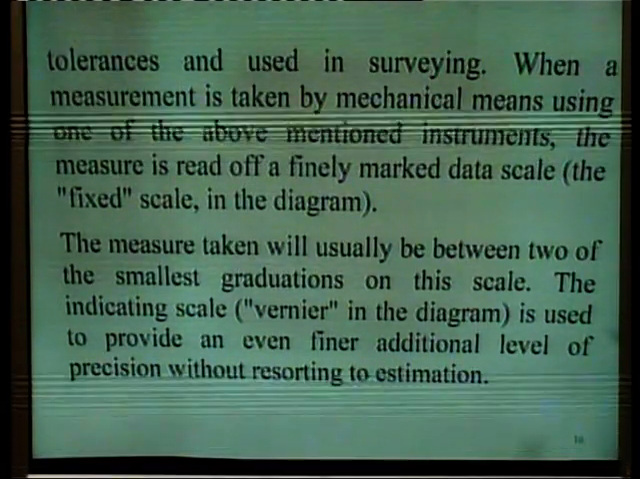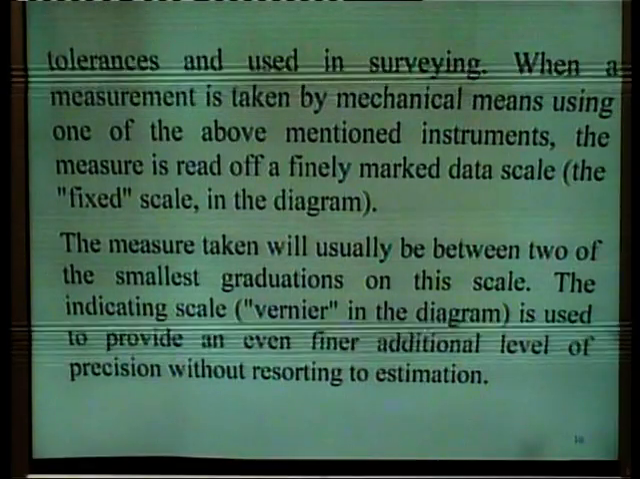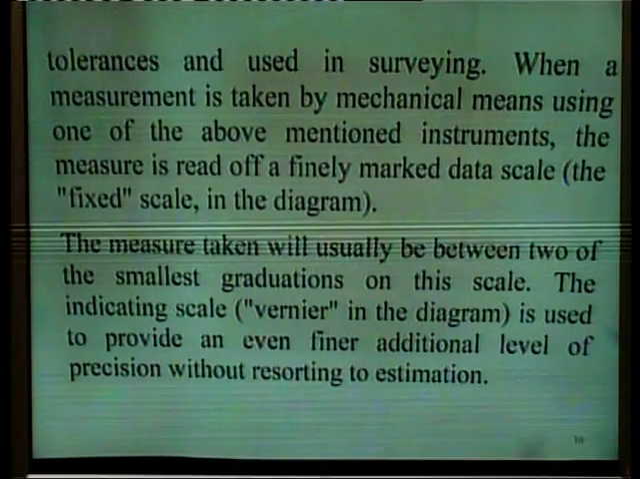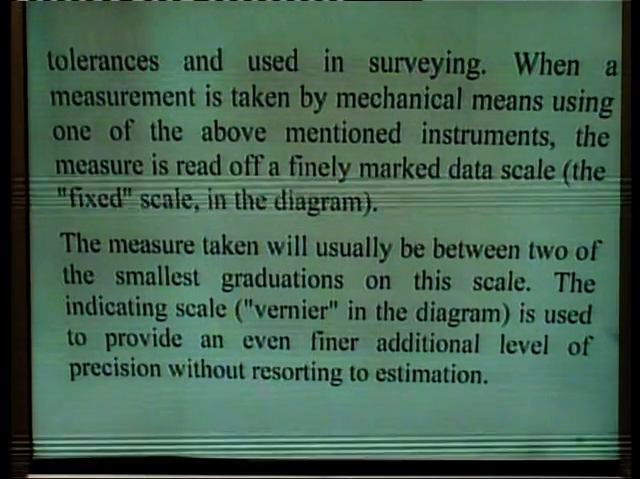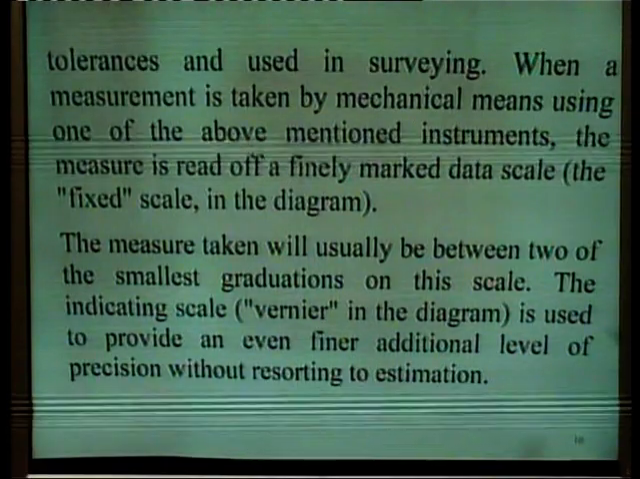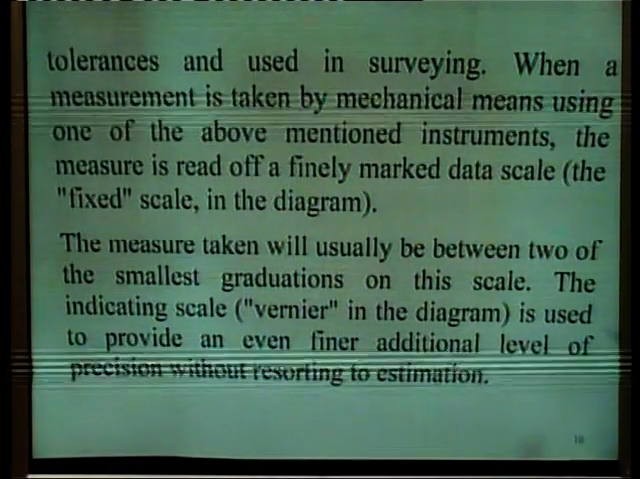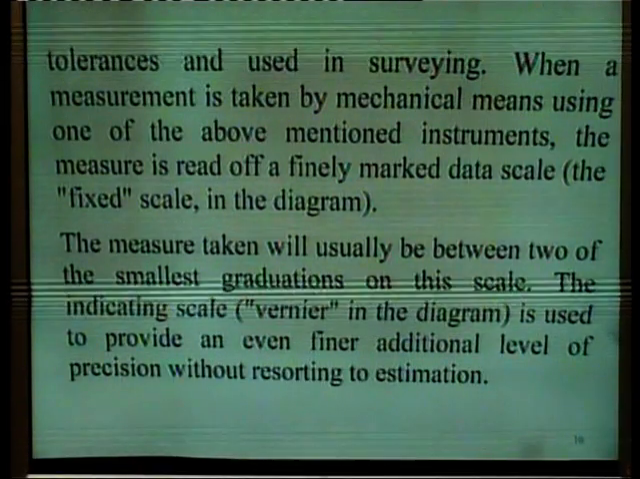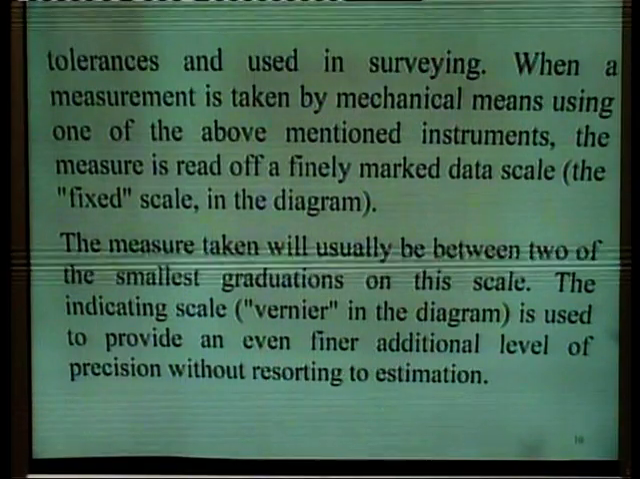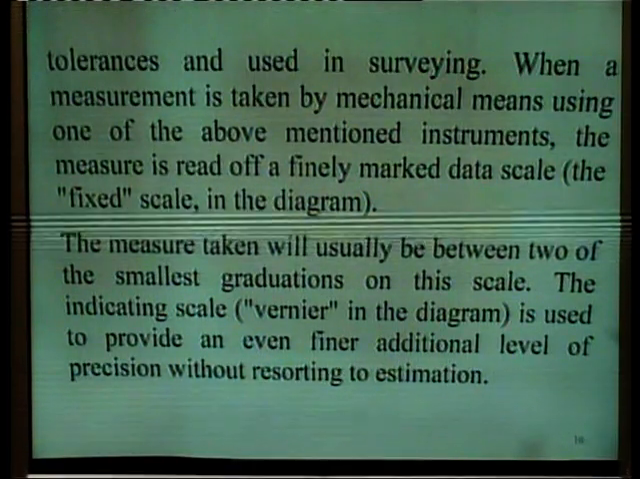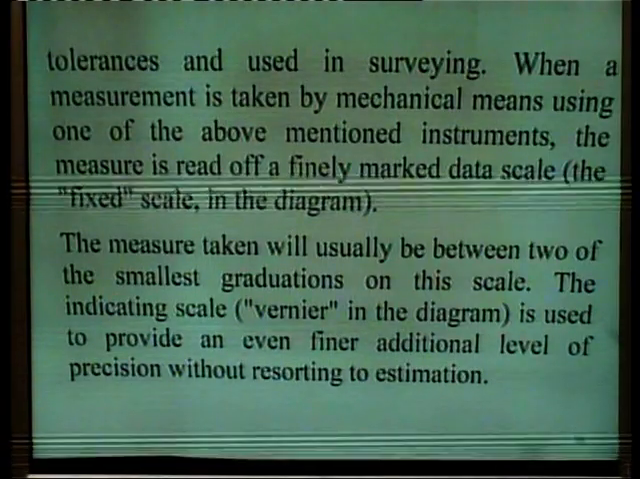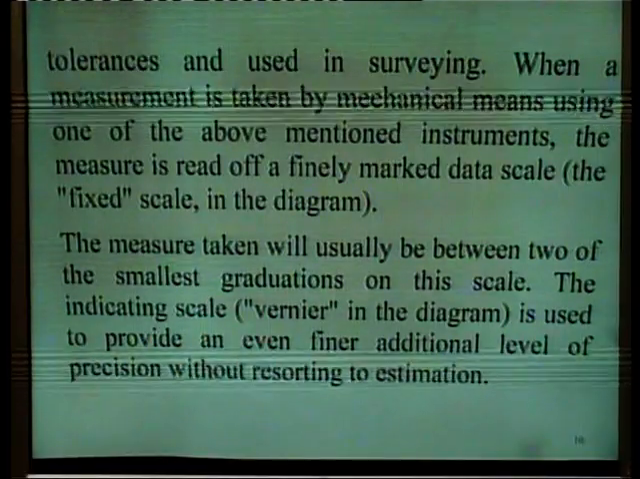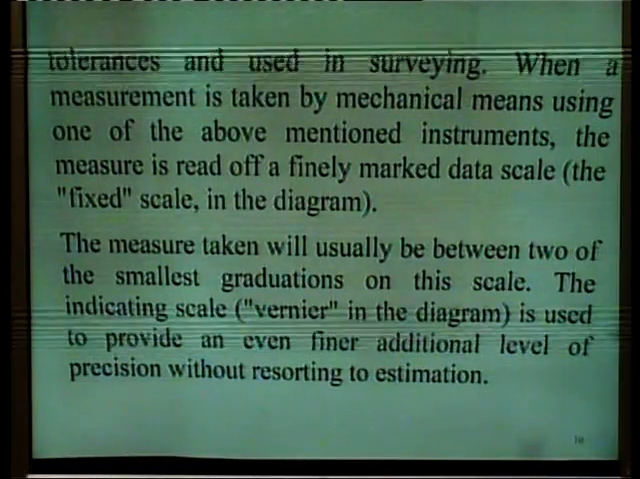When a measurement is taken by mechanical means using one of the above mentioned instruments, the measure is read off a finely marked scale, the fixed scale in the diagram. So the measure taken will usually be between two of the smallest graduations on this scale. So the indicating scale, the vernier in this diagram, is used to provide an even finer additional level of precision without resorting to estimation.